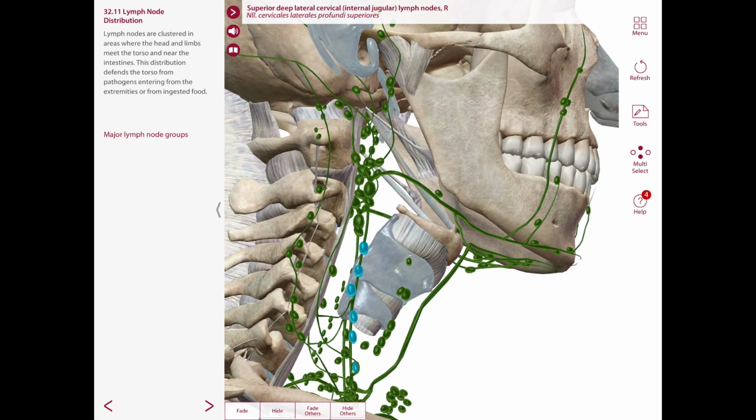In the root of the neck, they give rise to the right and left jugular lymph trunks. The left jugular lymph trunk is going to drain into the thoracic duct. Alternatively, the jugular lymph trunks may also drain into the confluence of the corresponding internal jugular and subclavian veins.